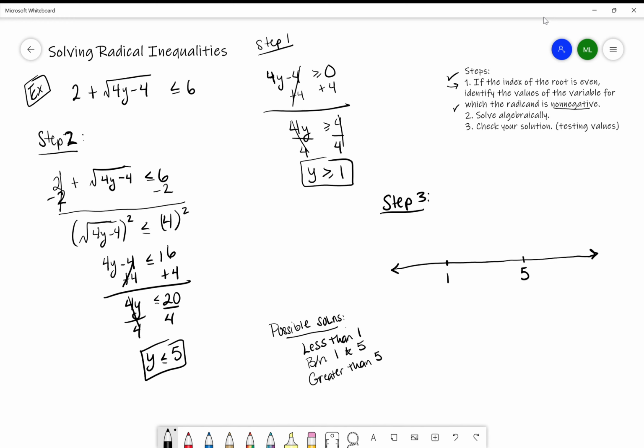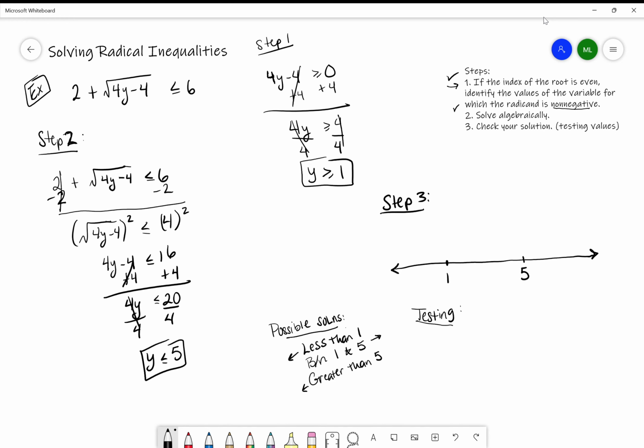Let's see what solutions are going to work. Now, usually less than 1 and greater than 5, they'll be together, or it will be between 1 and 5. So this and this are usually together, whereas this one will usually stand alone. Okay, so let's test a value. So let's test our values now.